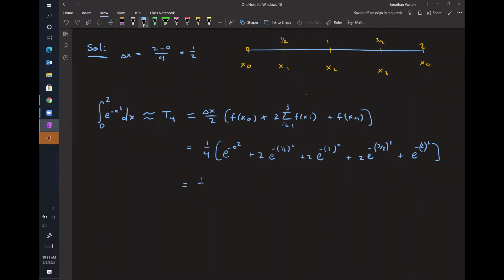I'm going to need somebody to hook me up with a decimal here, but this is going to be, basically, e to the 0 is 1. So 1 plus 2 e to the negative 1 over 4 plus 2 e to the negative 1 plus 2 e to the negative 9 over 4 plus e to the negative 4.